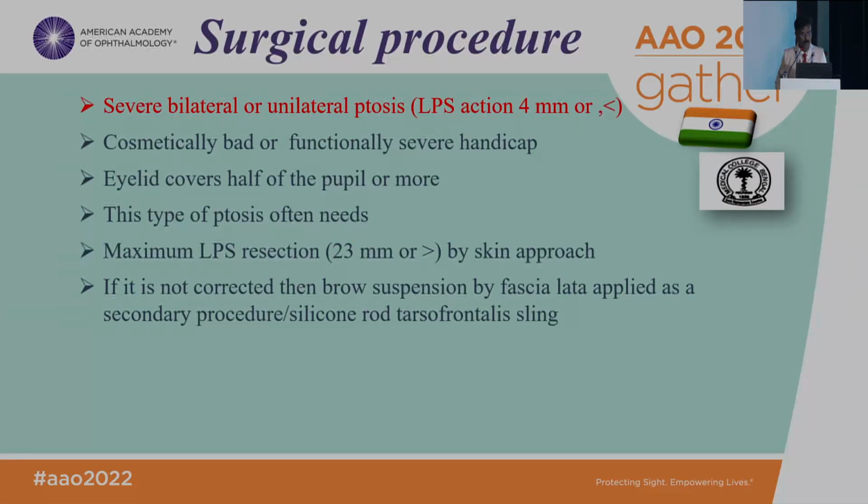Severe bilateral or unilateral ptosis: LPS action 4 millimeters or less, cosmetically bad, functionally a severe handicap. This type of ptosis often needs maximum LPS resection of 23 millimeters by skin approach. But recently we are not doing LPS resection; we do a brow suspension sling, that is a frontal sling by silicone rod, which is much easier.